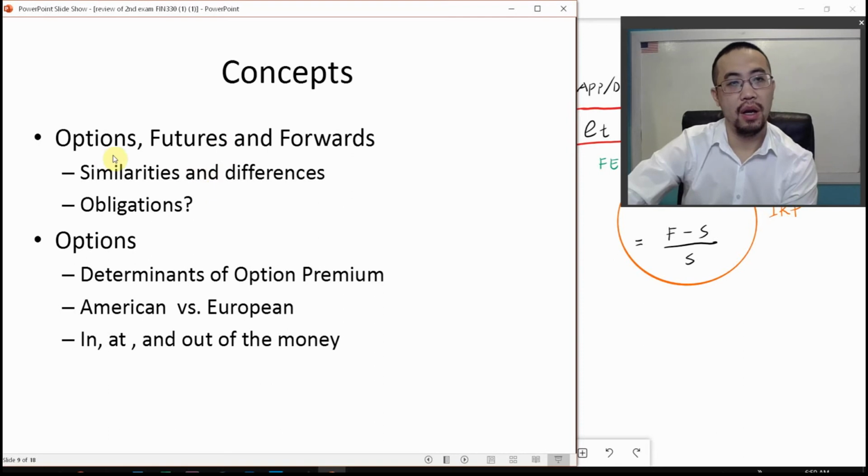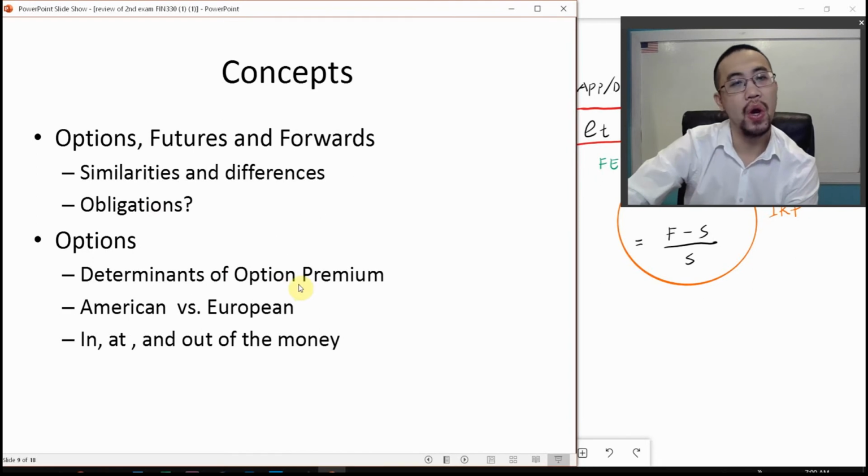And also you should know that for futures and forwards, whether you are a buyer or seller, there's always an obligation for you to buy or sell. But for options, there's no obligation for option buyers. It's just an option, a right to exercise the option or not. However, if you are an option writer, then you will be obligated to fulfill the trade if the option is exercised. So an obligation exists for option writers if the option gets exercised.